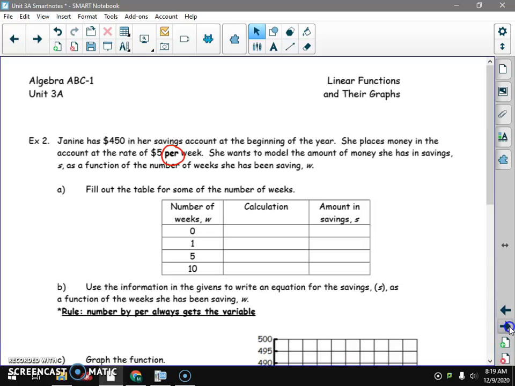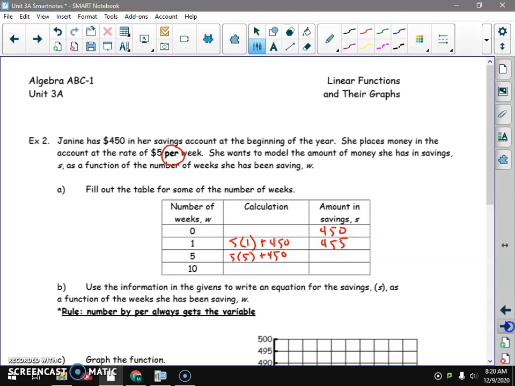So after 0 weeks, the amount of savings, she hasn't added any money, so she just has the $450. Okay? After 1 week, we're going to do 1 times 5 plus that $450. So she would have $455. After 5 weeks, 5 times 5 plus $450. 25 plus 450 is 475. And after 10 weeks, 10 times 5 plus the 450, $500.